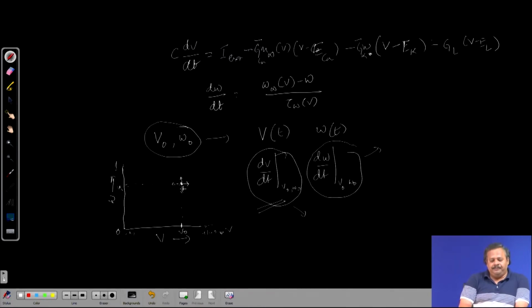And we mentioned that if we get the entire phase plane to have grid-like points, and for each point we calculate dV/dt and dW/dt and plot the corresponding arrows, then we will be able to get an idea of how the system would behave in the different parts of the phase plane. So, that is the very basic idea here.